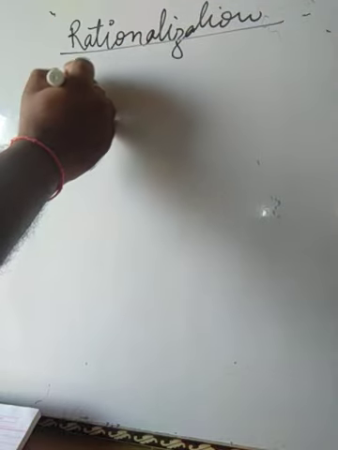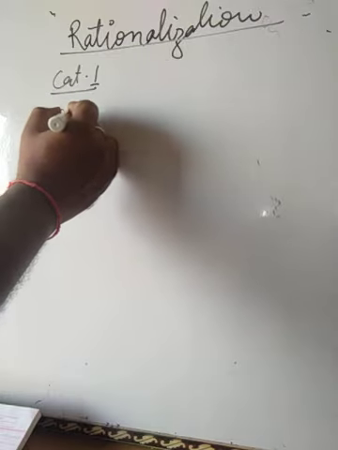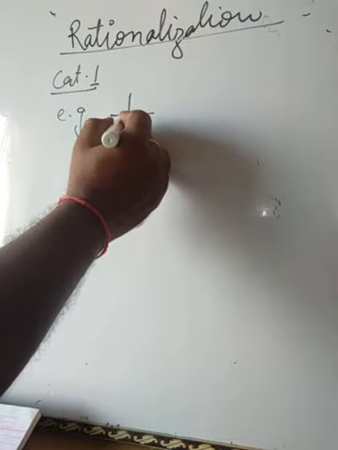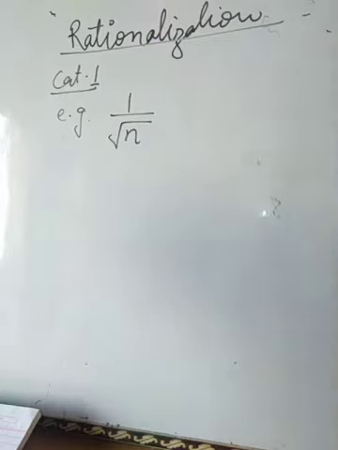So this is rationalization, category 1. In the first category, questions come in such a way that there is one and only one term in the denominator. For example, it is given 1 upon under root n, and the question is given as: rationalize 1 upon root n.